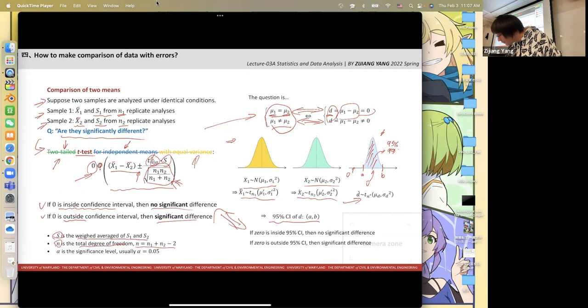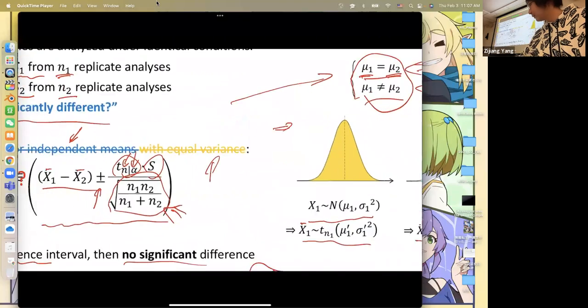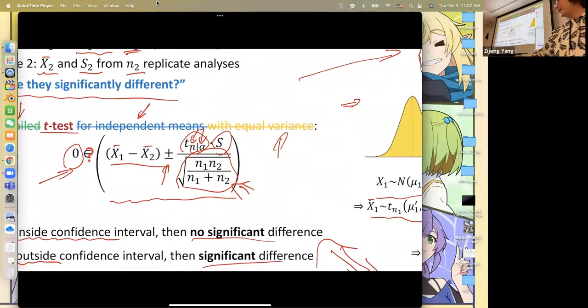We also have an alpha here. Alpha represents the significance level, and usually we just let alpha equal 0.01. So for that equation, we can determine if 0 is inside this range or outside this range.